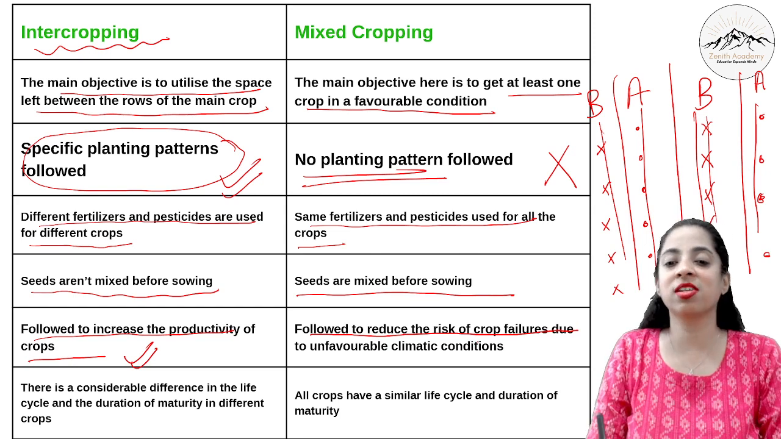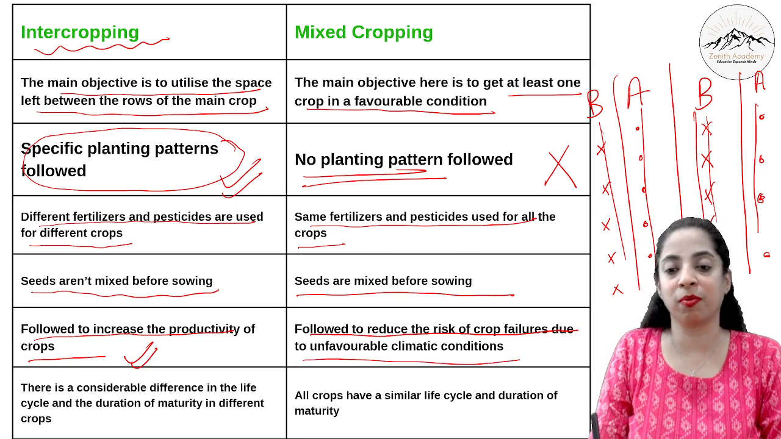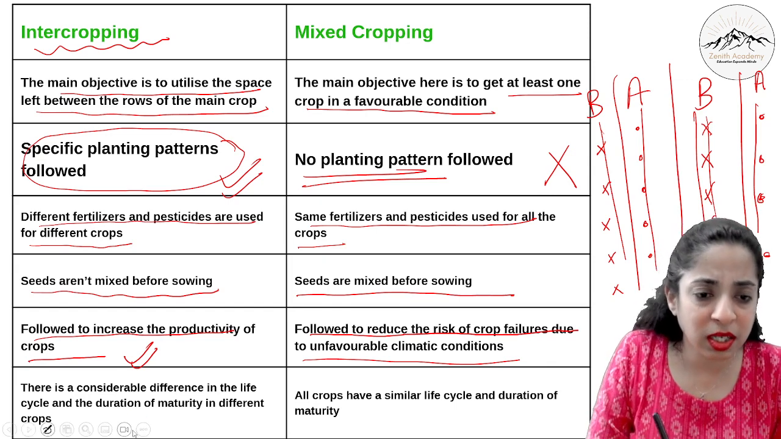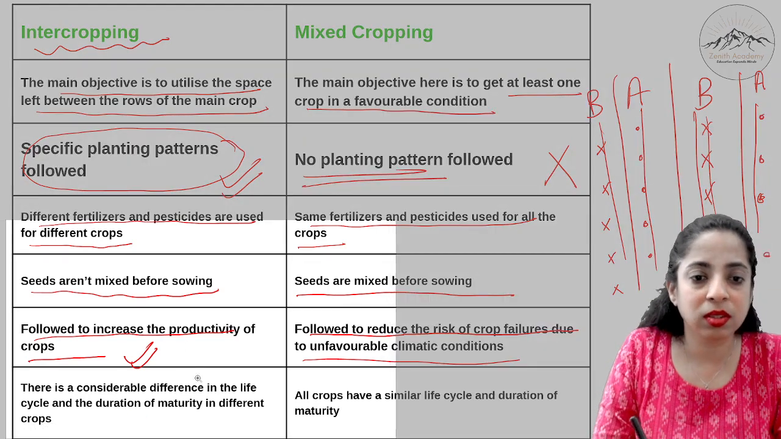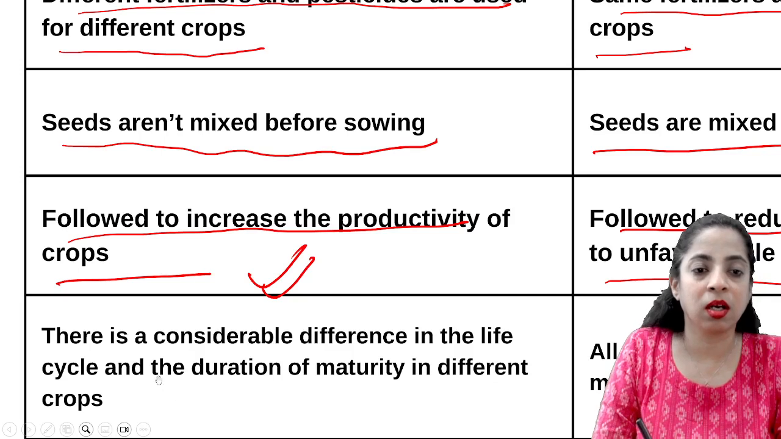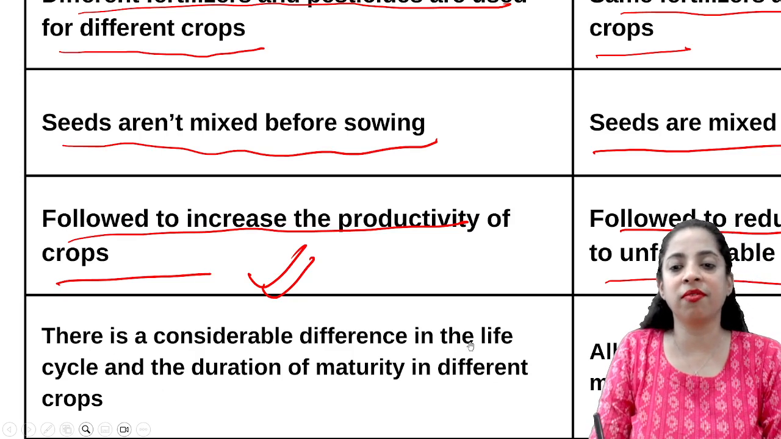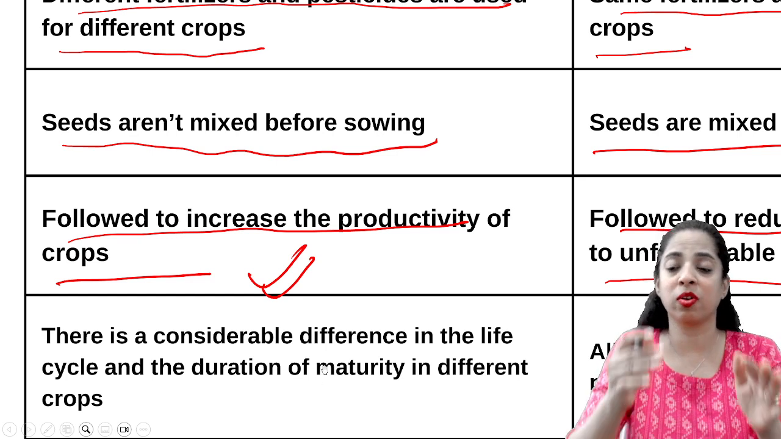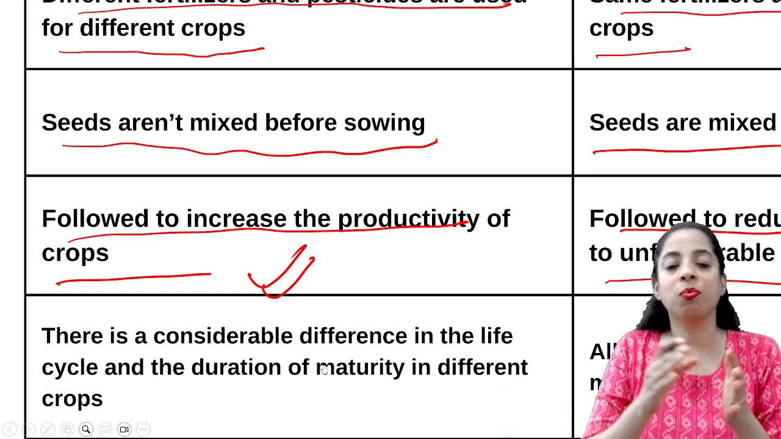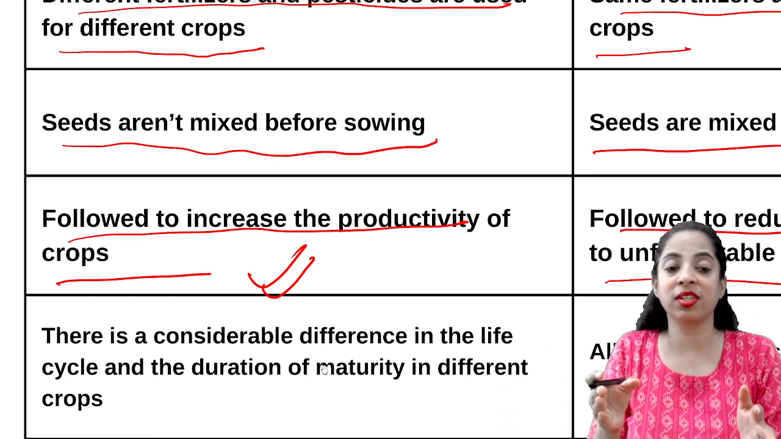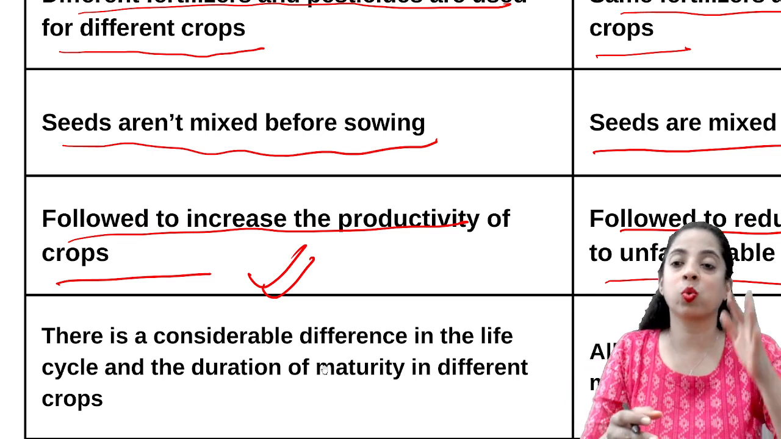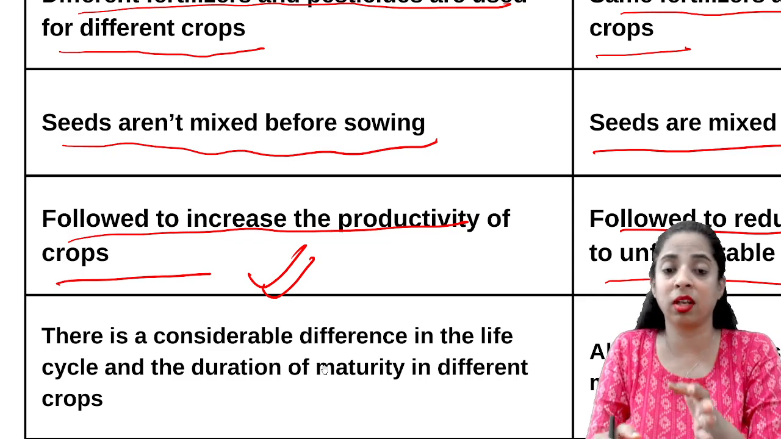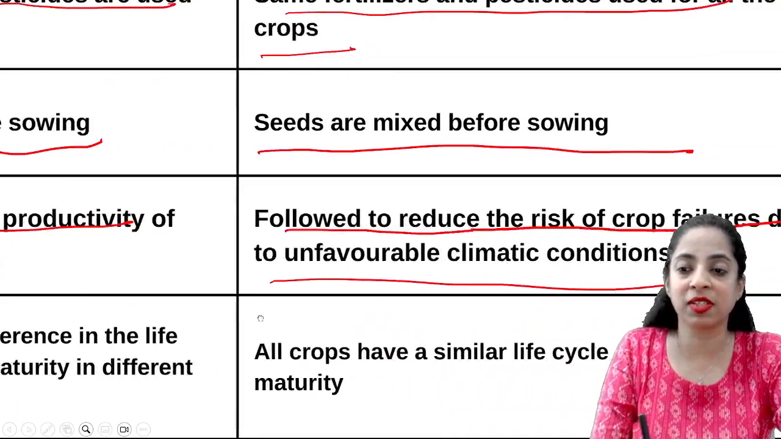To reduce the risk of crop failure due to unfavorable climatic conditions. Now there is a considerable difference in the life cycle and the duration of maturity in different crops. So if there are two crops A and B, both of them will have a considerable difference in the life cycle. Suppose one is taking a maturity period of 1 year, another is maybe taking only 3 months. So there is a difference in life cycle.